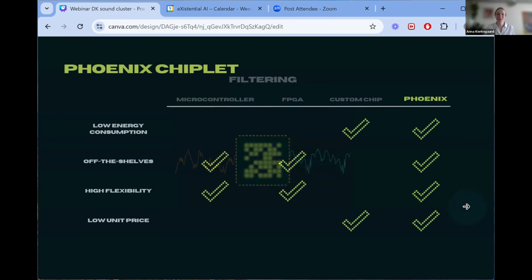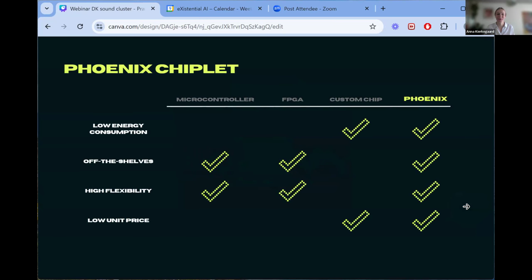Basically, what we want to do with our product is offer a chip that can be bought easily, that offers this low energy consumption with the algorithms, and has high flexibility in the algorithms that you can deploy.